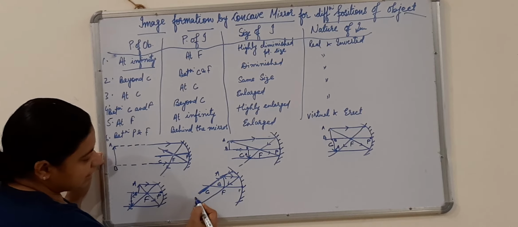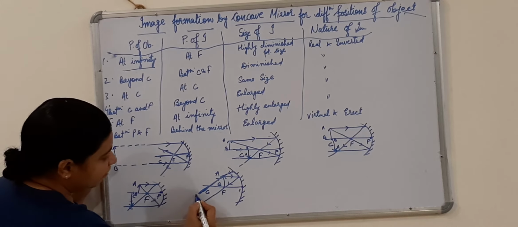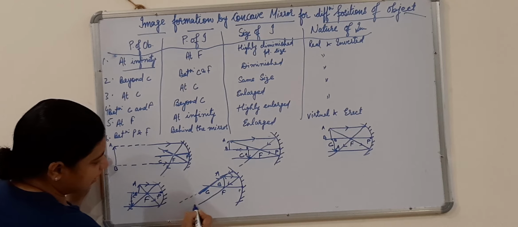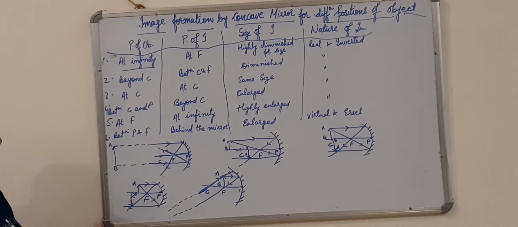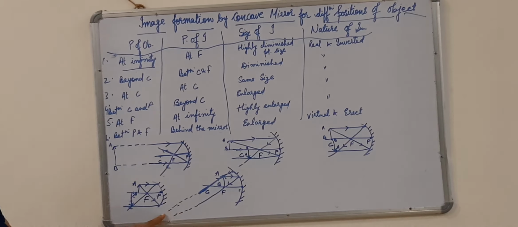Now children, in this case, can you see that these two rays are intersecting anywhere? No. Where will they intersect? In this case, the image formed will be at infinity. And what is the size in this case? Highly enlarged. See, these rays are still not meeting anywhere. They will meet at infinity. In that case, the image formed will be highly enlarged.